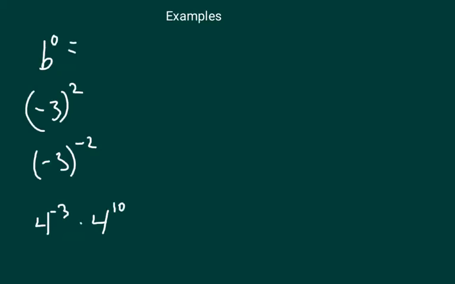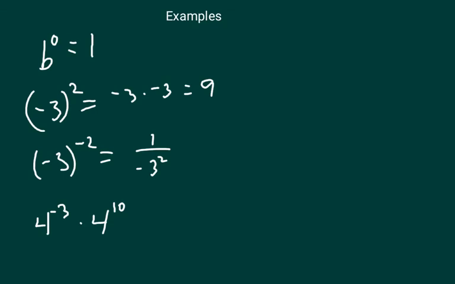A couple of quick examples to kind of tie it together. B to the 0 power, what's that worth? And you might say, I don't know what B is, so I can't really evaluate this. Well, you can, because any number to the 0 power is 1. Negative 3 to the second power would be negative 3 times negative 3. When you multiply two negatives, you get a positive. That's 9. Negative 3 to the negative second power, you want to rewrite this as 1 over negative 3 to the positive second power, squared.